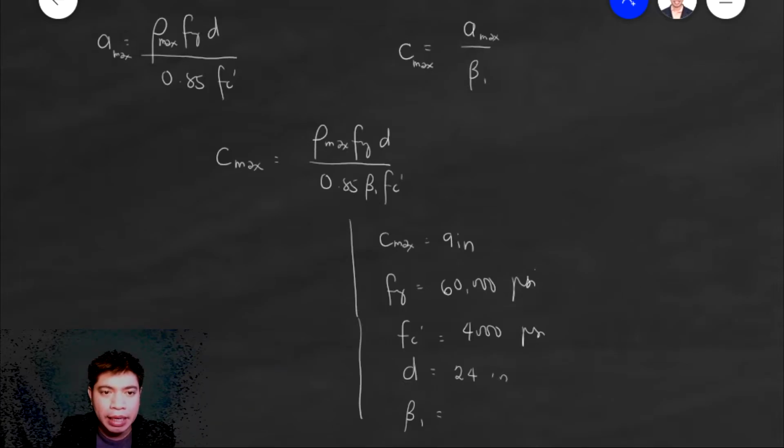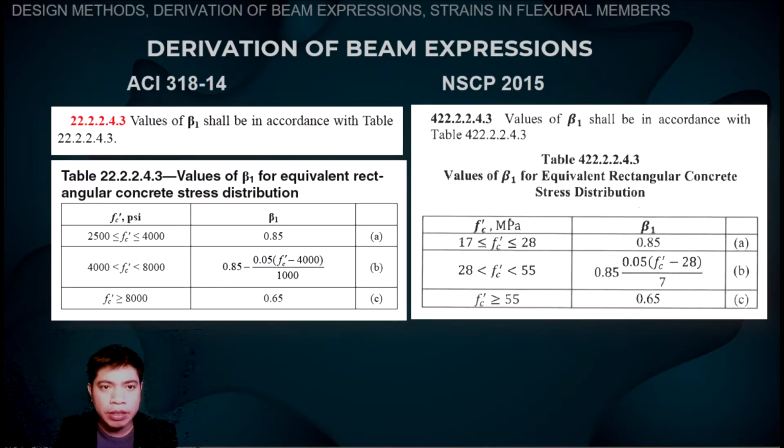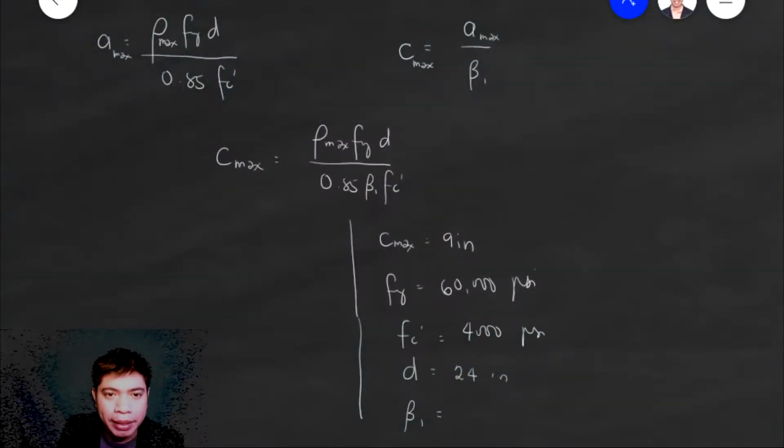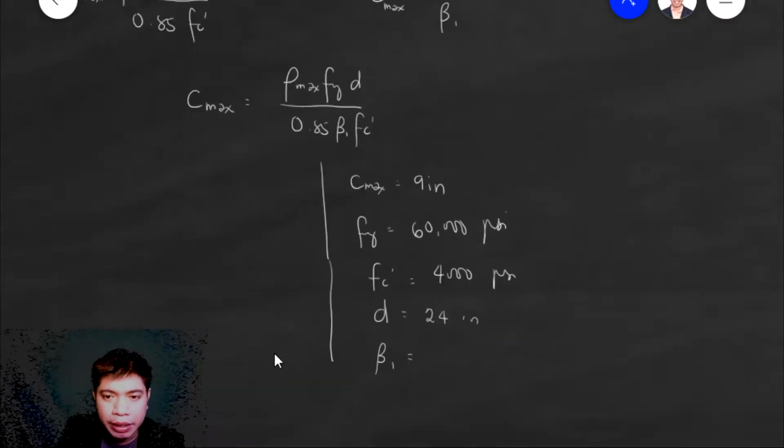So hanapin natin guys muna yung beta 1. Okay, so according dito sa table na to guys, kung naalala nyo, present natin ito sa nakaraang video. So ang sabi natin guys, yung beta 1 kasi nakadepende siya sa value ng f sub c prime. Okay? So since ang ating value ng f sub c prime ay 4,000, then that means yung ating beta 1 is 0.85. Okay? So nagkakaintindihan tayo guys, no? So beta 1 is 0.85.